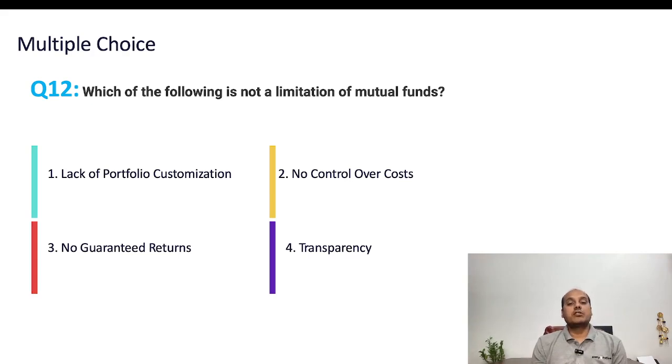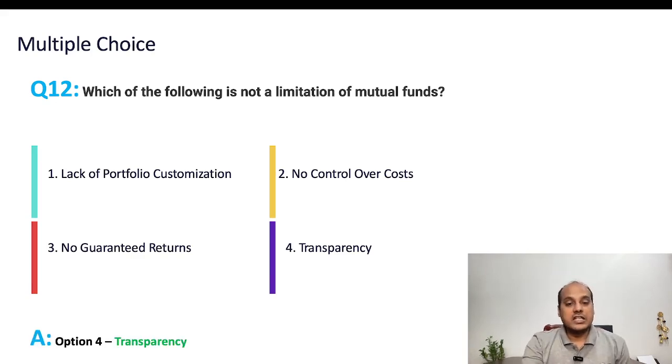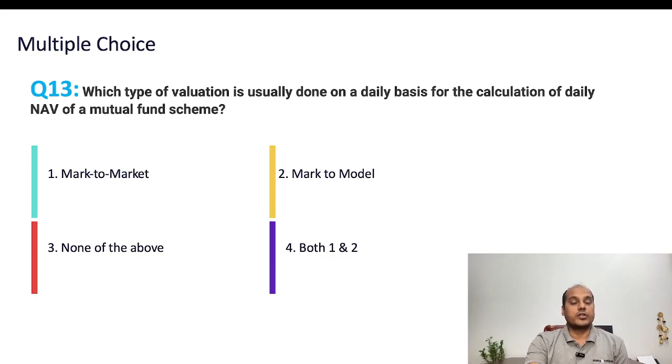Question number 12. Which of the following is not a limitation of mutual funds? Lack of portfolio customization. Yes, this is a limitation. No control over cost. Yes, that's a limitation. No guaranteed returns. Absolutely. Fourth is transparency. Transparency is not a limitation. It's a benefit or advantage of mutual funds. So option 4 is the correct option.